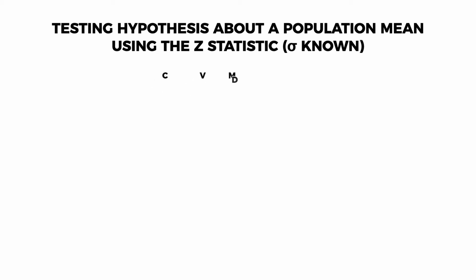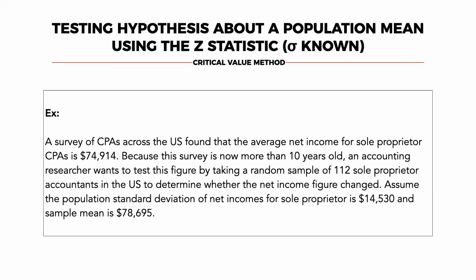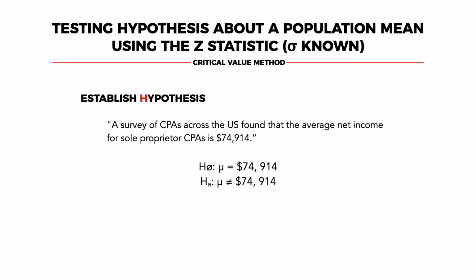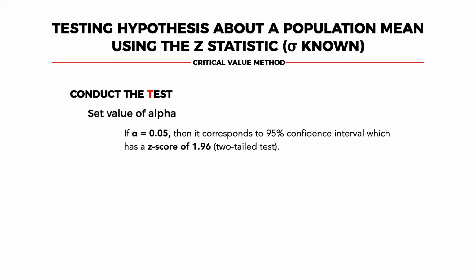So let us use the example that we had in our previous video. A survey of CPAs across the US found that the average net income for sole proprietor CPAs is $74,914. With that, our null hypothesis is that mean is equal to $74,914. And our alternative hypothesis would challenge that null hypothesis. And so our alternative hypothesis is that the mean is not equal to $74,914.